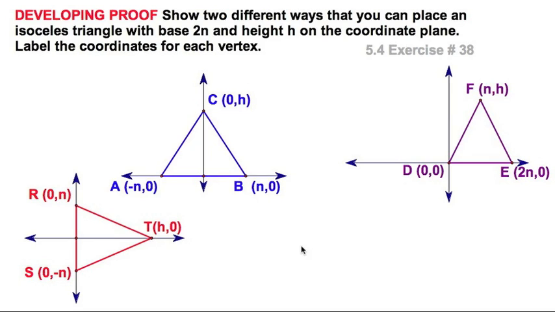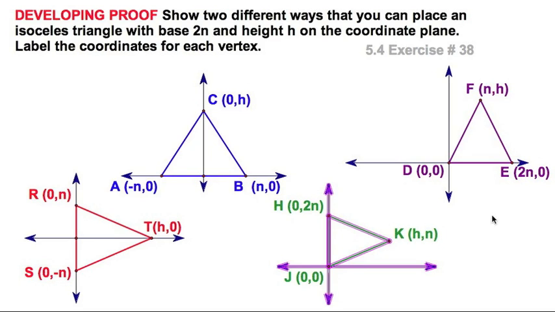And finally, how about a green one? Same thing there. Just placing it in the first quadrant, but again using the y-axis for the base. All of these are possible arrangements for an isosceles triangle on the coordinate plane.